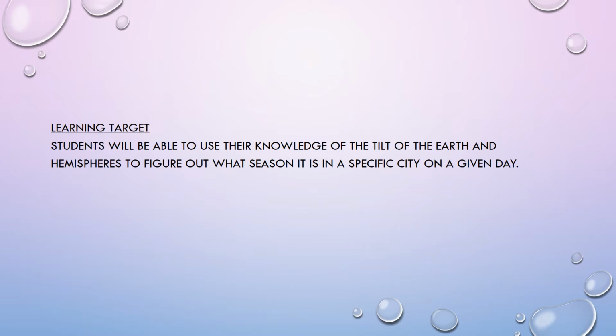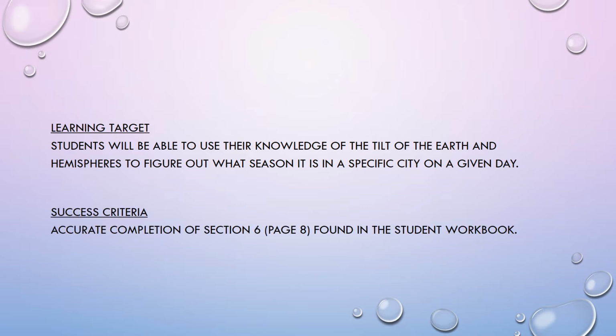So today's learning target is that students will be able to use their knowledge of the tilt of the Earth and the hemispheres to figure out what season it is in a specific city on a given day. So we're going to be given a day and a city and use our knowledge to figure out what season it is: spring, winter, summer, fall. Our success criteria, or how we know that we've reached our learning target, is the accurate completion of Section 6, which is page 8, found in the student workbook.